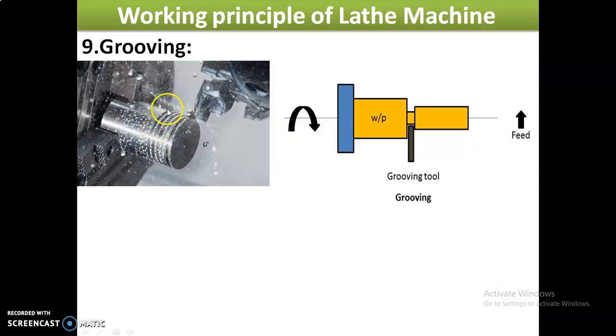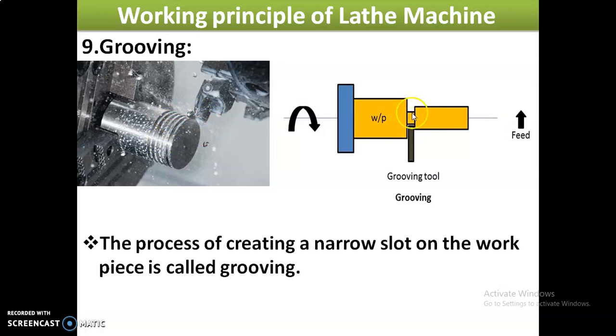This is the grooving shape. This is also a grooving shape. The process of creating narrow slots on the workpiece is called grooving. It is also known as necking. So this is the necking operation or grooving operation.